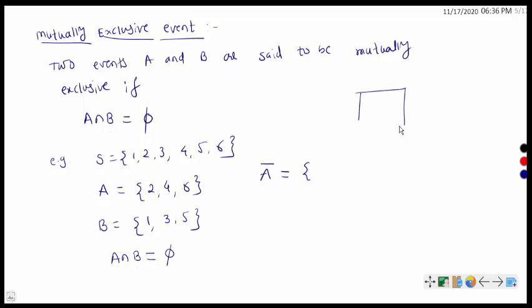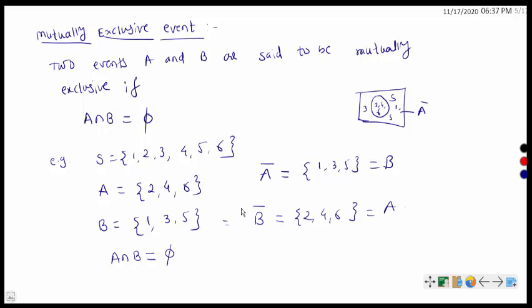See here, this is your whole S. This contains 1, 2, 3, and this is A. A contains 2, 4, 6. So A bar is what? This contains 1, 3 and 5. So this is your A bar. A bar is equal to 1, 3, 5 and this A bar is B here. So these two events are mutually exclusive events. And similarly, what is B bar? B does not happen. B bar is again A. B bar is 2, 4, 6 and this is A. So these two events A and B are mutually exclusive because their intersection is empty.